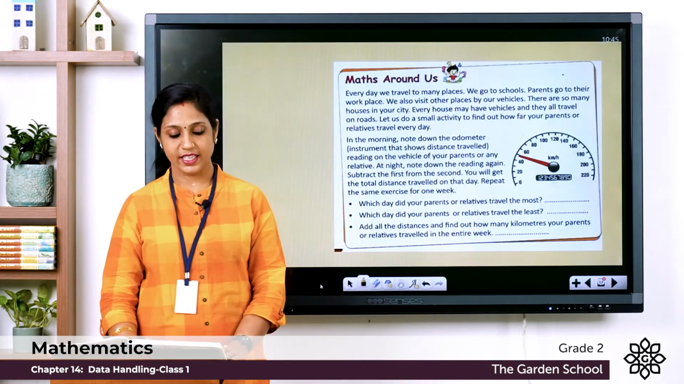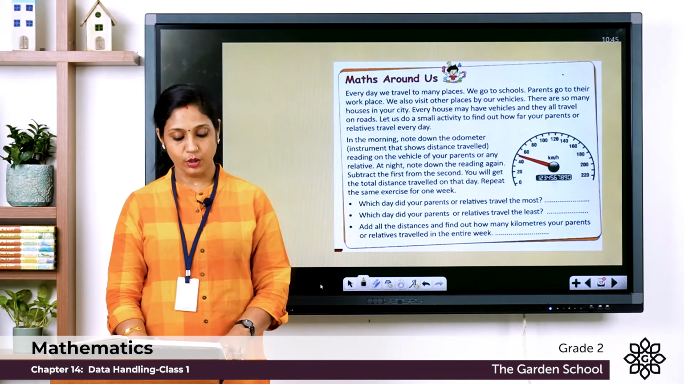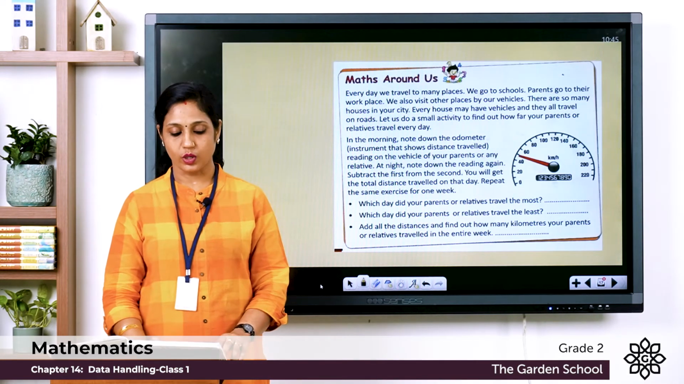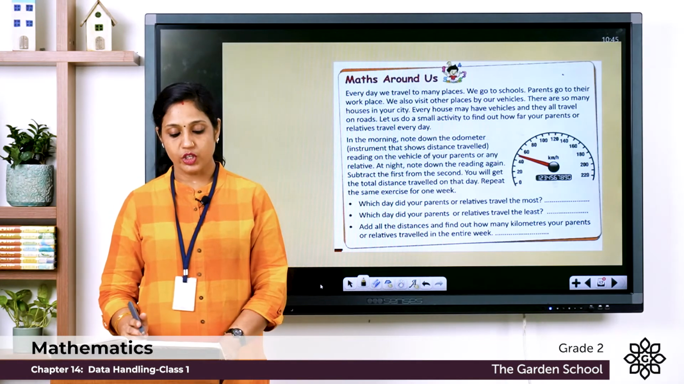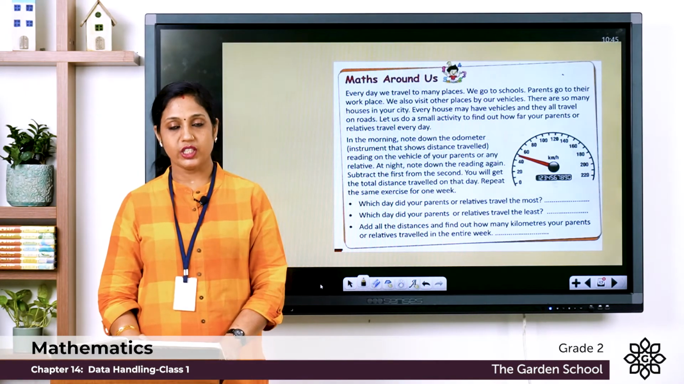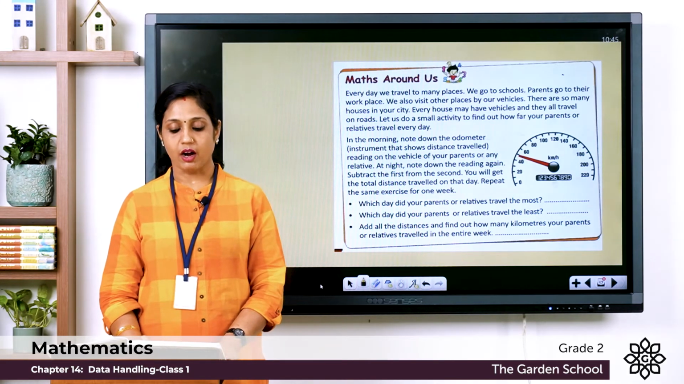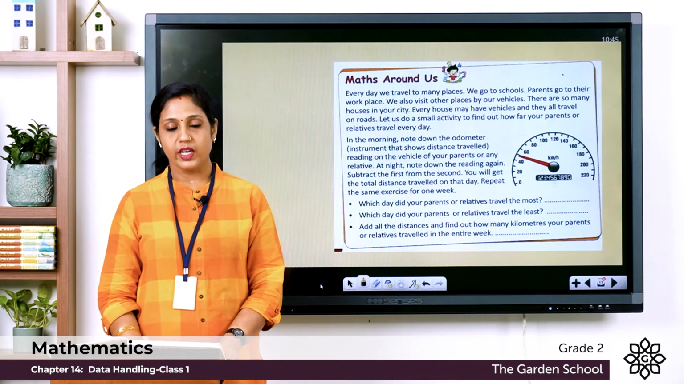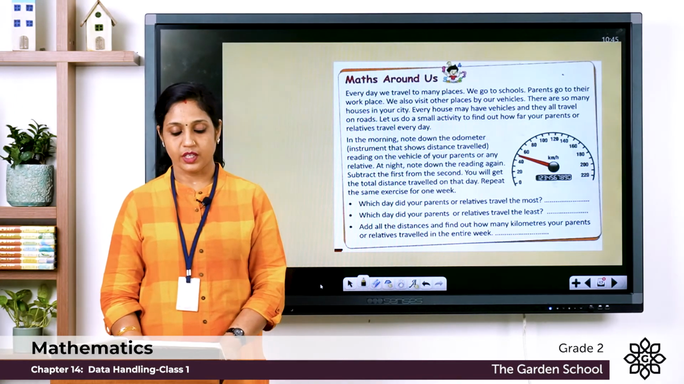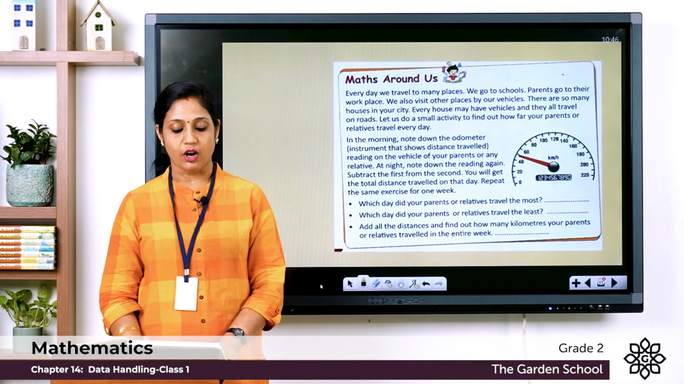Now next in your text we have Maths Around Us, page number 182. So let's see what it is. Every day we travel to many places. We go to schools. Parents go to their workplace. We also visit other places by our vehicles. There are so many houses in your city. Every house may have vehicles and they all travel on roads.